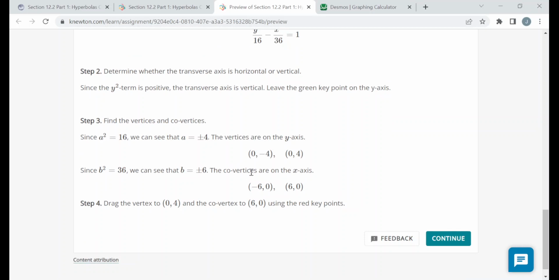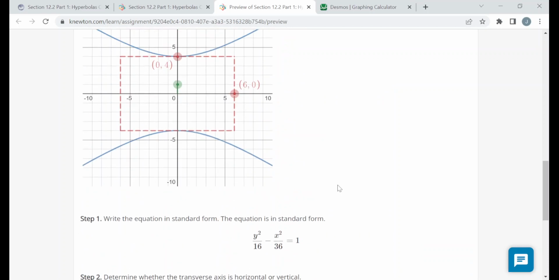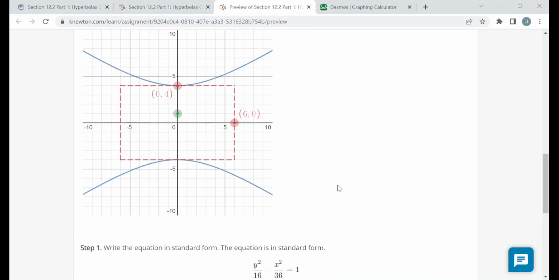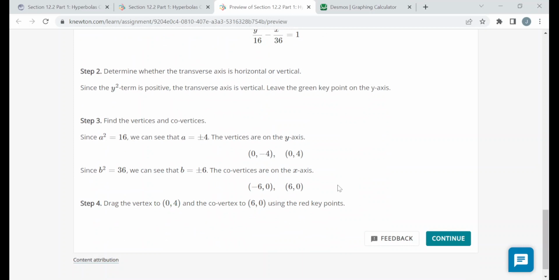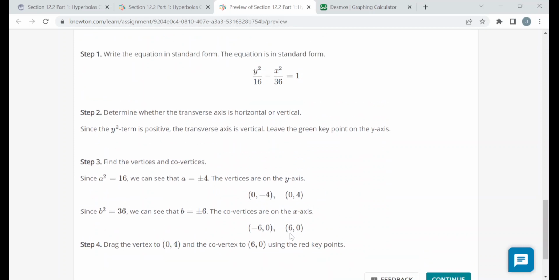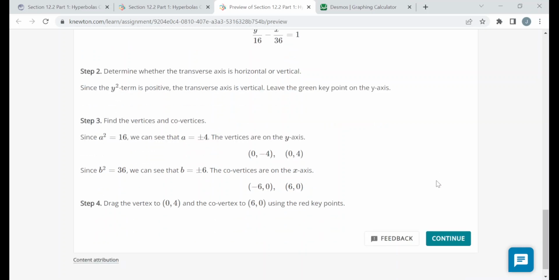Again, they're calling these things co-vertices. Please know that they are not actually solutions. What they're calling the co-vertices here are not actually on the graph of the hyperbola. They're not solutions of the equation, and you can test it by plugging in the x values and y values and seeing that they won't satisfy the equation.